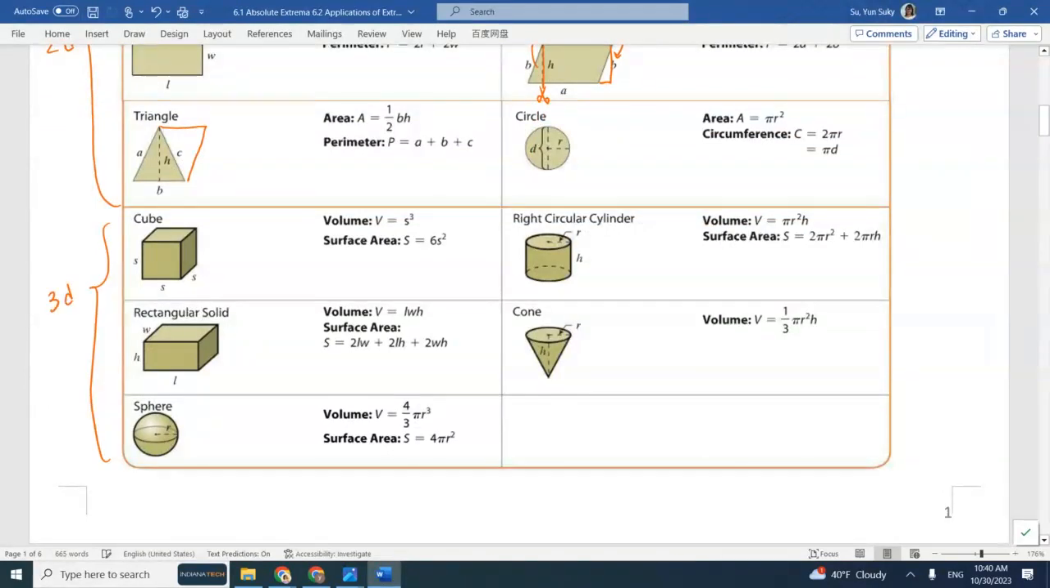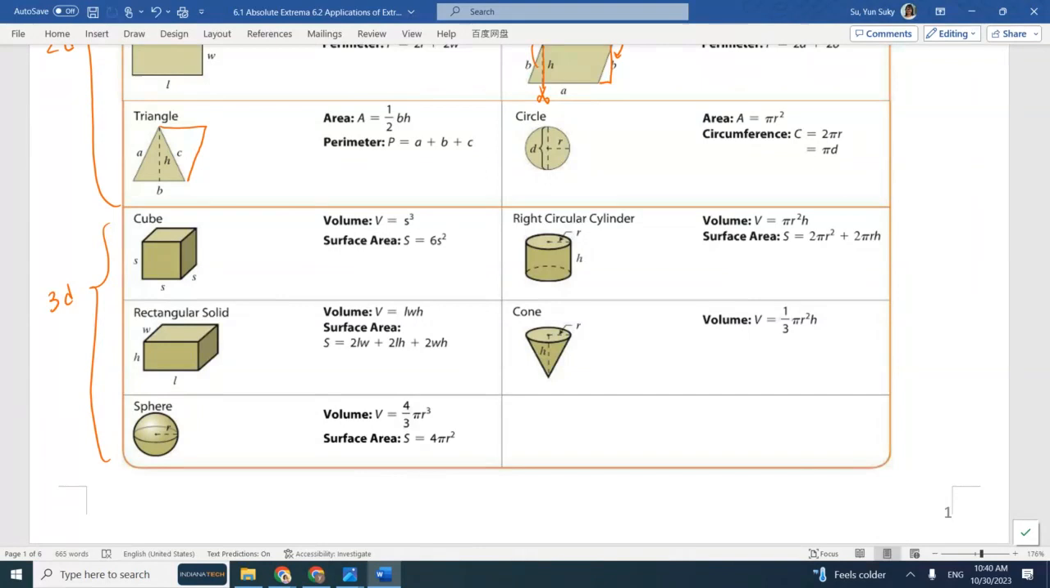So 3-dimensional figures. We have volume and surface area. Okay, volume for cube, S cubed. Right, everybody? How many sides does the cube have? Six. Right, you wrote that. You have six faces, right? So 6 times, each face is a square, so S squared. That's the surface area.